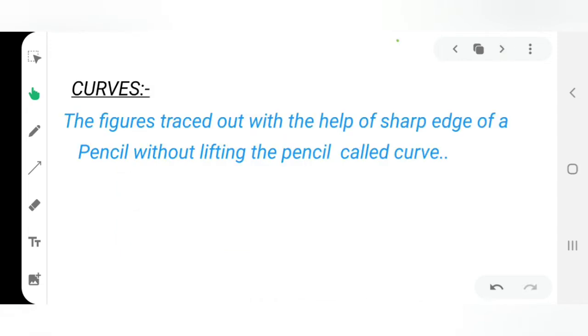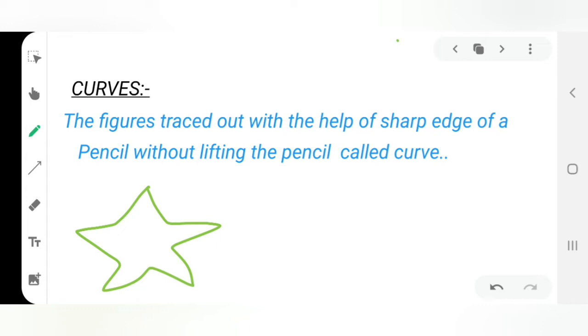Now I want to define the word curve. A curve is a figure traced out with the help of the sharp edge of a pencil without lifting the pencil. It means when you continuously move a pencil along a sharp edge without lifting it, you will get a curve. Similarly, if you rotate the pencil around a star shape, what we get is also a curve.